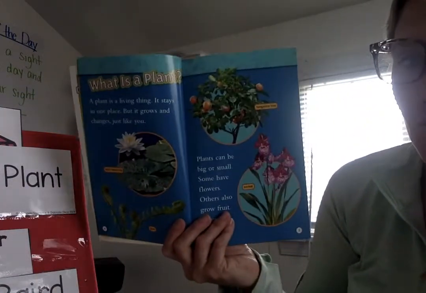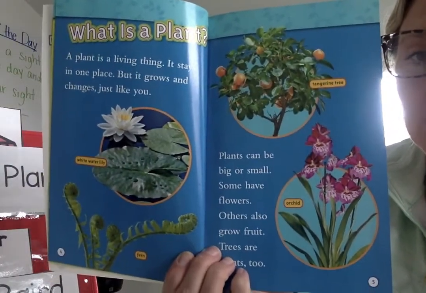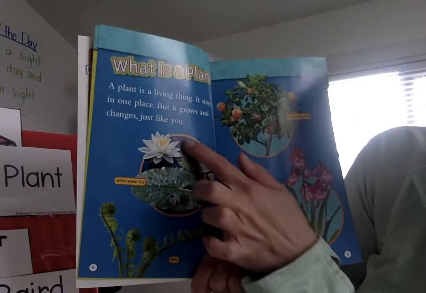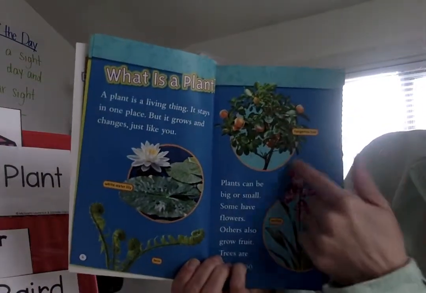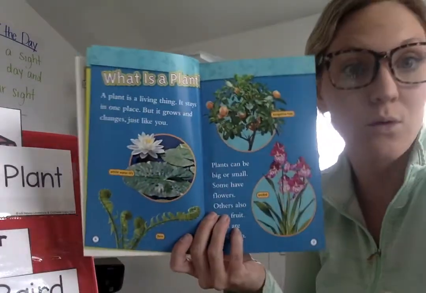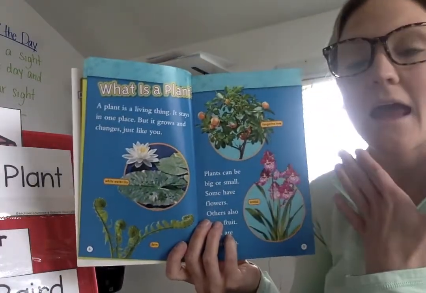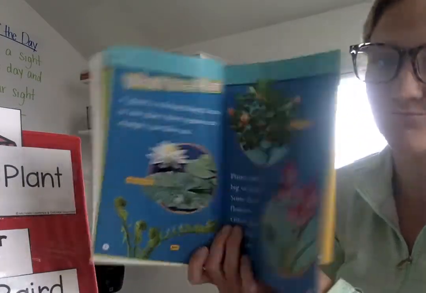All right. So what do we see on this page? A lot of different plants. Very good. So over here we have a water lily. That's a plant. This is an orange tree, and this is a flower. And maybe when we read, we'll find out what kind of flower and why they are here. But they're all plants, right?